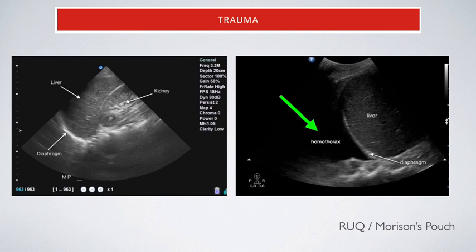Don't forget to slide your probe 1 or 2 interspaces superior to look above the diaphragm. The image on the left shows no evidence of free fluid. In the image on the right, you can see a large anechoic fluid collection consistent with a hemothorax in the setting of trauma. Additionally, the thoracic spine is now visible due to the presence of fluid in the chest. This is called the spine sign. Note that the thoracic spine should not normally be visible, as in the image on the left, due to interference from air in the lung.